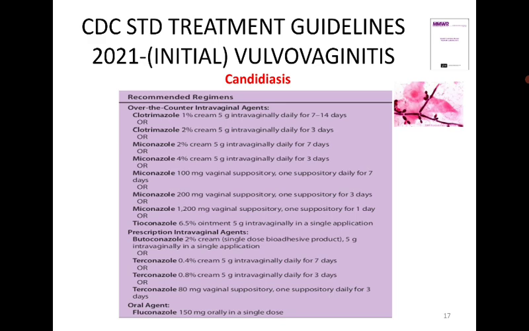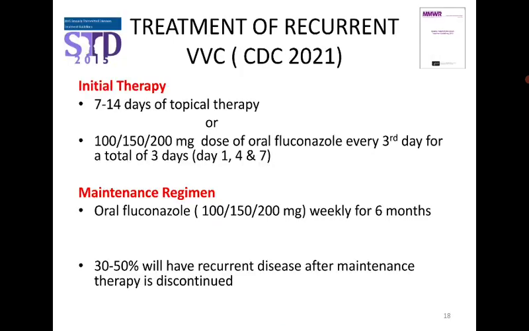Tioconazole 6.5% ointment 5 gram intravaginal single application. Butoconazole single-dose bioadhesive product intravaginal single dose. Terconazole and fluconazole single dose. Okay. Now recurrent VVC: 7 to 14 days of topical therapy.